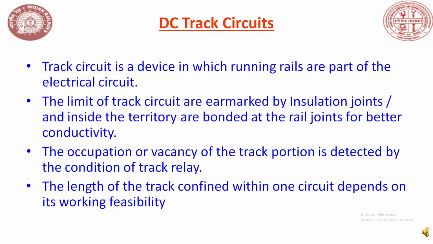Track circuit is a device in which running rails are part of the electrical circuit. The limits of a track circuit are marked by insulation joints, and inside the territory the rails are bonded at the rail joints for better conductivity. The occupation or vacancy of the track portion is detected by the condition of the track relay. The length of the track confined within one track circuit depends on its working feasibility.